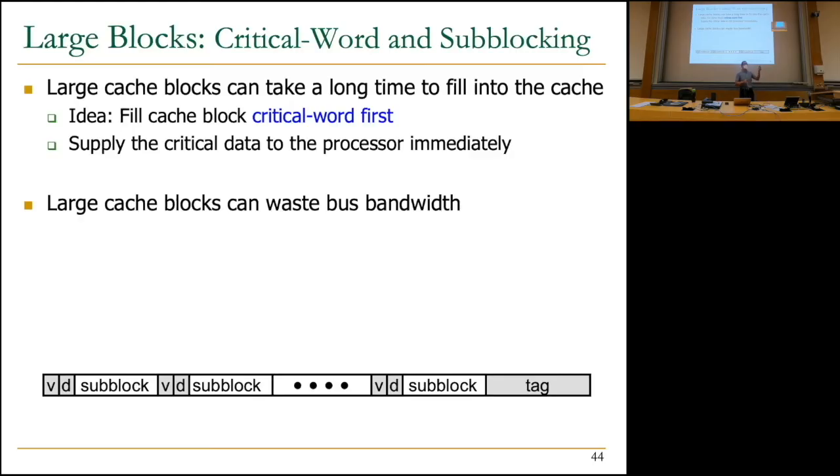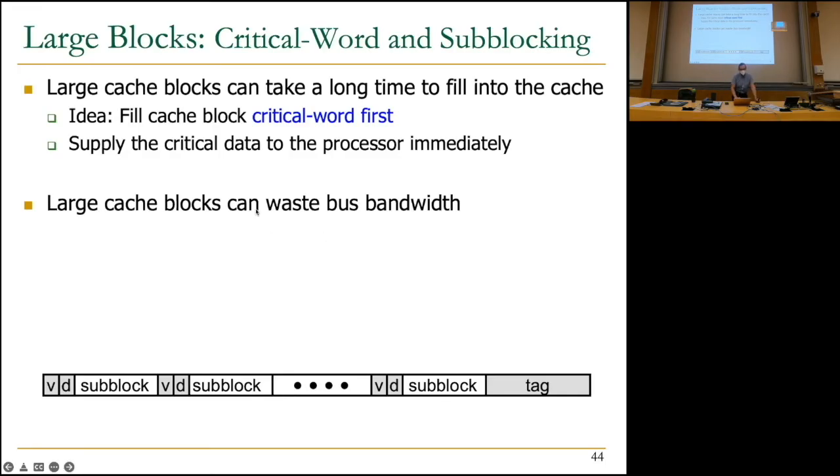This requires the communication of what is the critical word from the processor all the way down to the memory controller, right? So there's some communication that you need to do if you really want to do that, because the critical word may not be the first word you access from memory. The cache block is 64 bytes. It could be anywhere within that 64 bytes.